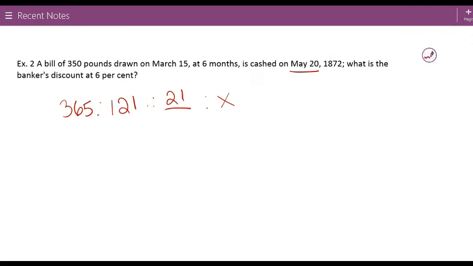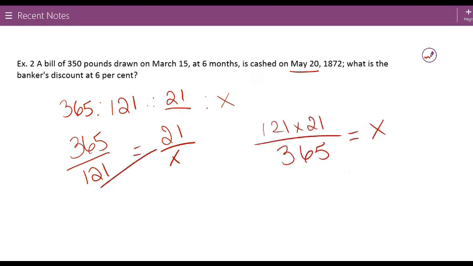All right, so we have 365 over 121 equals 21 over x. Now you're just going to solve this as you would a regular proportion. So following your rule of 3, you're going to multiply 121 times 21 and divide by 365. And when you solve that, you end up with 6 and 351 over 365. And then, of course, that can be converted into shillings using your compound numbers. Or I don't mind if you leave it as a fraction.